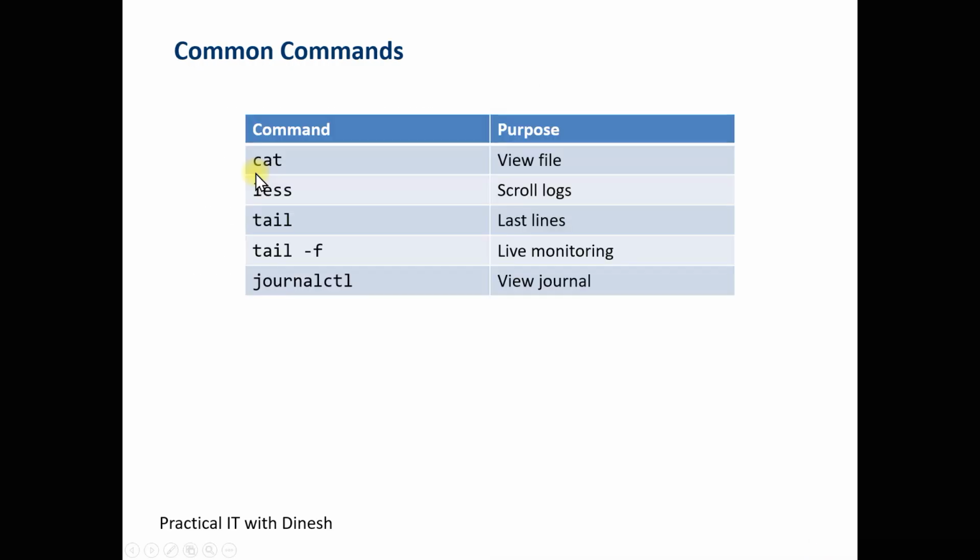The cat command displays the entire contents of a file. It is useful for small log files. The less command lets us scroll through large log files page by page. Tail shows the most recent log entries. Tail -f keeps watching the file and displays new entries as they are written. The journalctl command reads logs from the system journal.